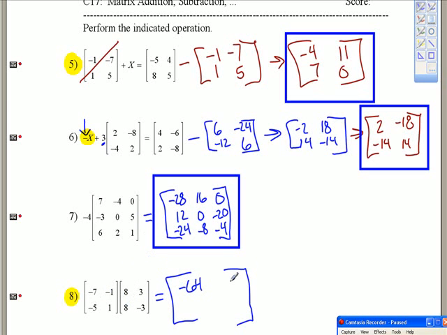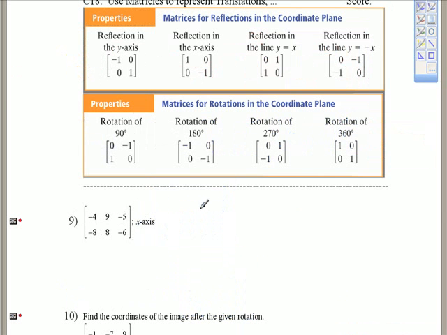Next element here is row 1, column 2. So we have row 1 times column 2. Negative 7 times 3 plus negative 1 times negative 3. That turns out to be negative 18. And the bottom row, when we do this multiplication, is negative 32 and negative 18. Any questions here?